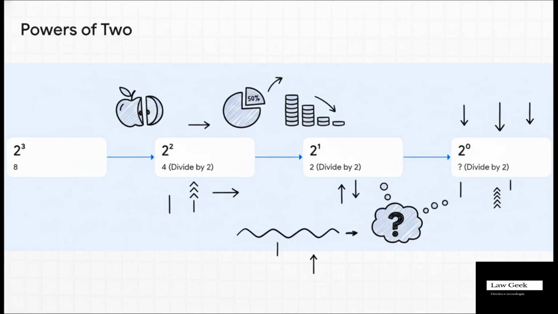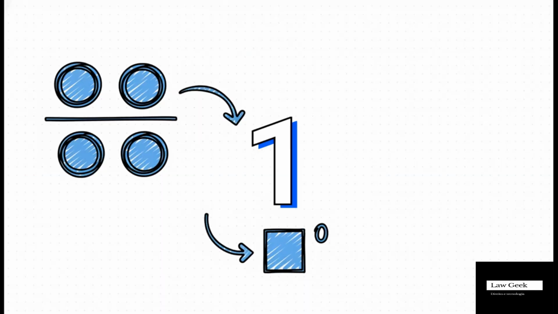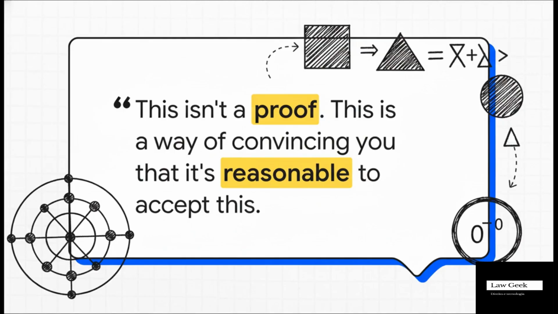So what comes next? Well, if we follow the pattern, 2 divided by 2 is 1. And this points to a really simple, elegant rule, doesn't it? It seems like any number to the power of 0 should be 1. It feels right. But, and this is a big but, as the source material points out, a pattern, well, it's not a proof. It's really convincing, for sure, but it's not a mathematical proof. To make this official, our little rule has to play nicely with all the other established rules of math.